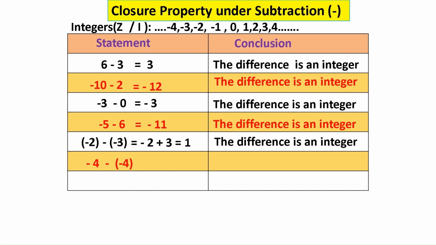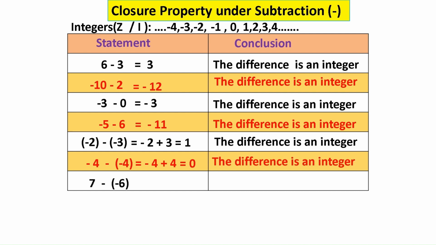Minus 4, minus of minus 4. What do we get here? Minus 4, it's minus of minus, so we will get plus 4. This sum is 0. 0 is also an integer. So the difference is an integer.